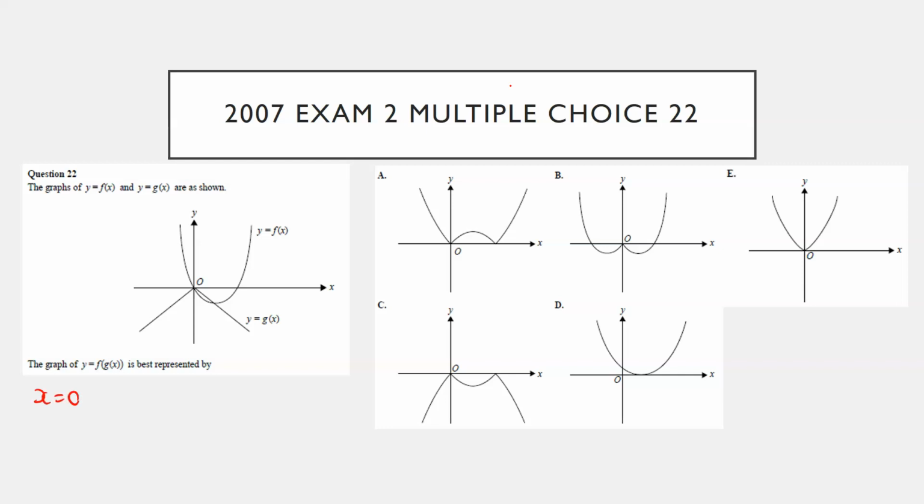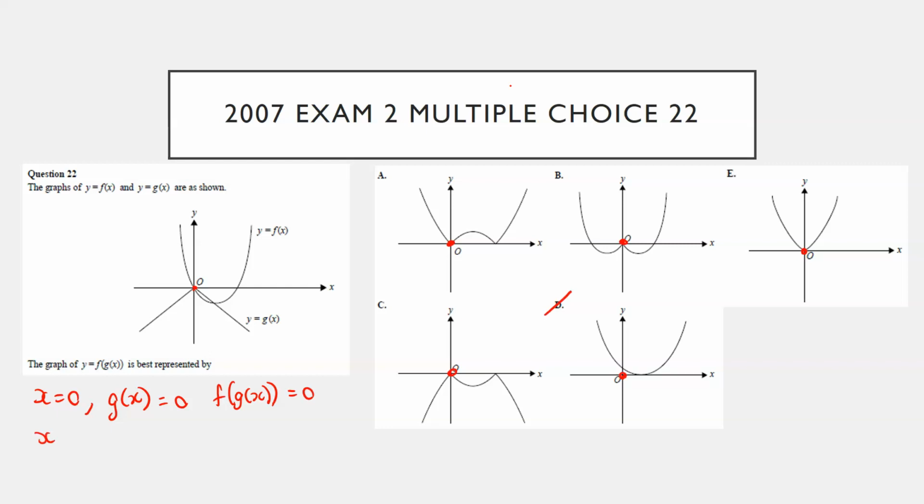Well, if x is 0, then g of x would be 0 here. And f of g of x would also be 0. So therefore, my graph must go through 0. And we can see that means D is not an option.